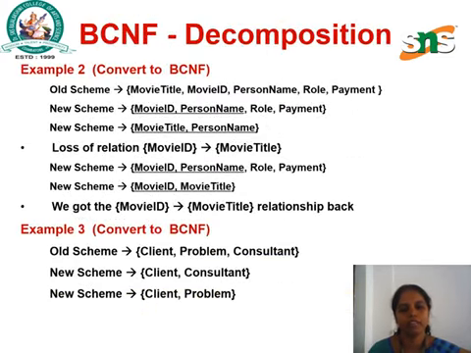Next we can see examples for decomposition: old scheme, new scheme, and then new scheme with loss of relations, and then we got the movie ID, movie title relationship back. Then the third example we have given: old scheme, new scheme, new scheme. In those three examples we have the same field, client.